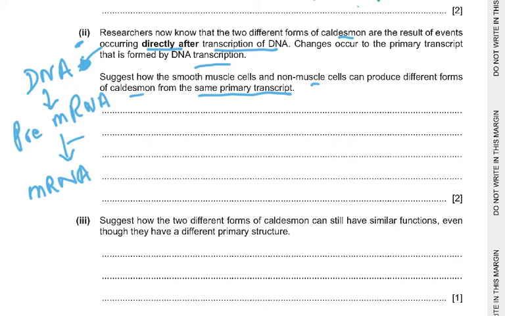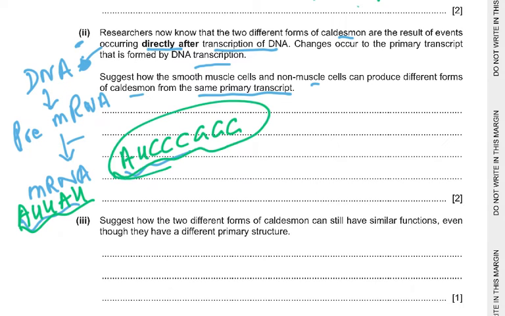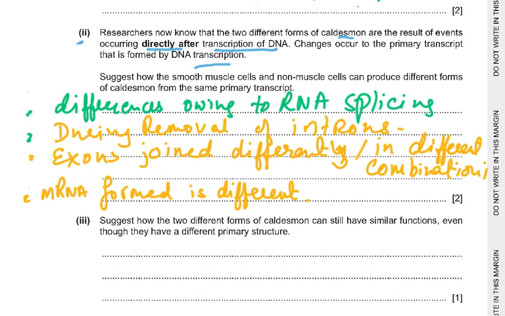So in one situation the mRNA is like this, in the other situation the mRNA is different. So the sequence of the bases is different in the mRNA. Here it is A U U A U. Here it is A U C C C G G G. So the sequence on the mRNA is different. So this will be a different mRNA and this will be a different mRNA. So differences owing to RNA splicing during removal of introns. There can be a difference.